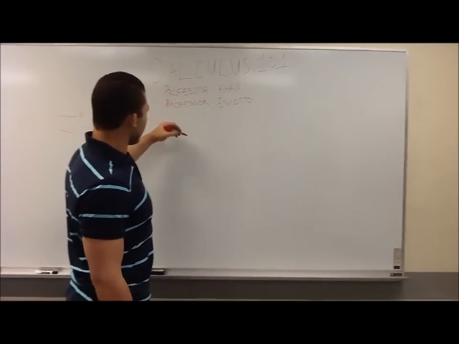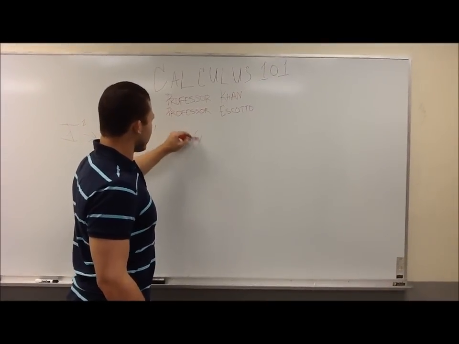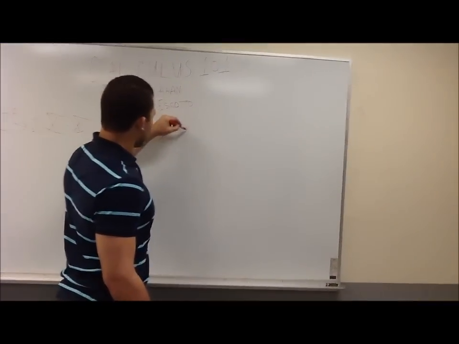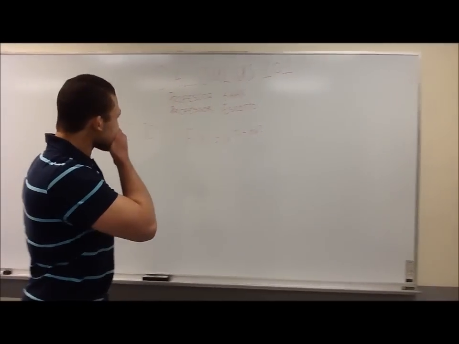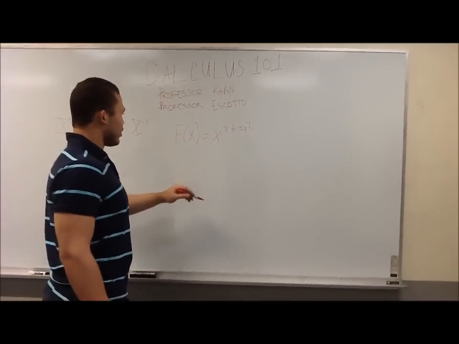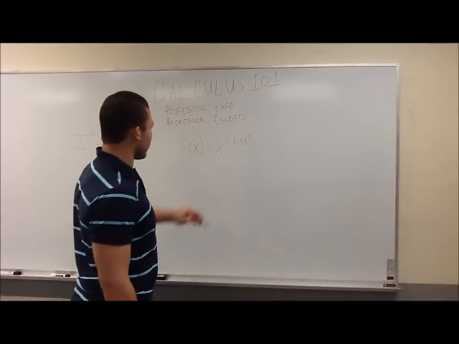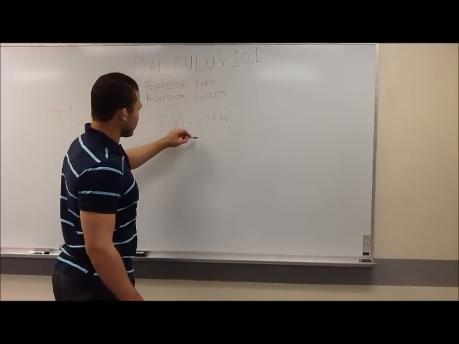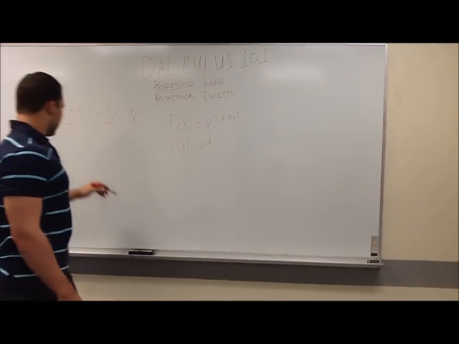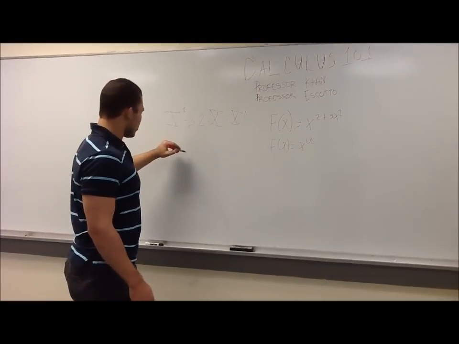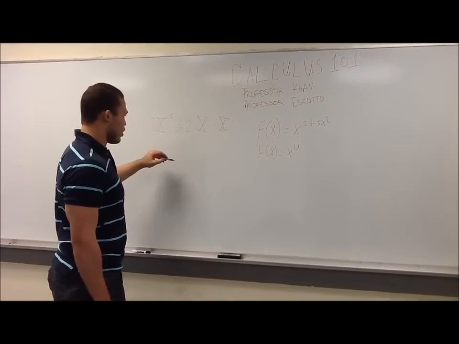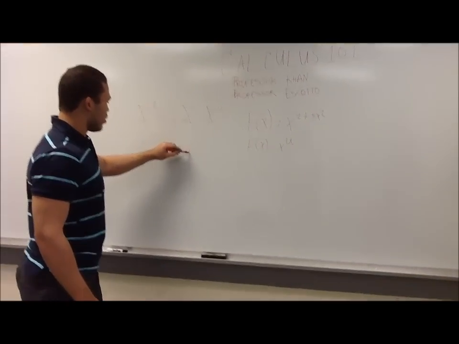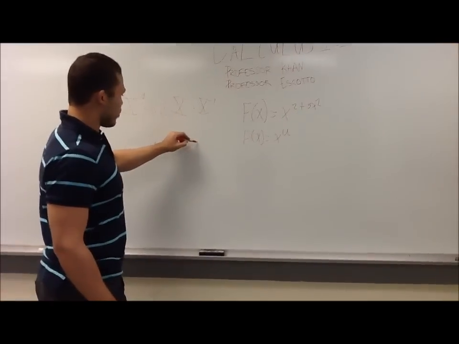So let's show you a problem. Let's say we have f of x is equal to x to the 2 plus 5x squared. We're going to let u stand for this complicated part right up here, so it'll look like f of x is equal to x to the u. Let's go over here. We've got to find u prime first before we find the derivative of x. So u is equal to 2 plus 5x squared.